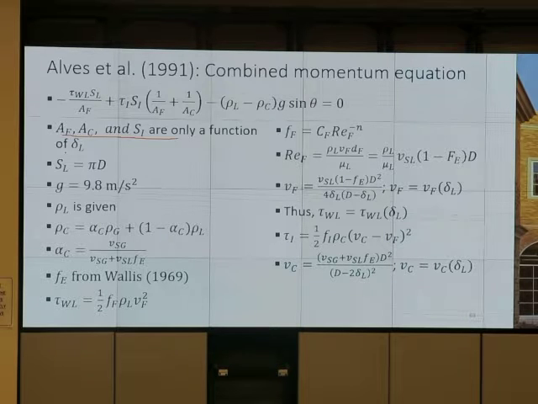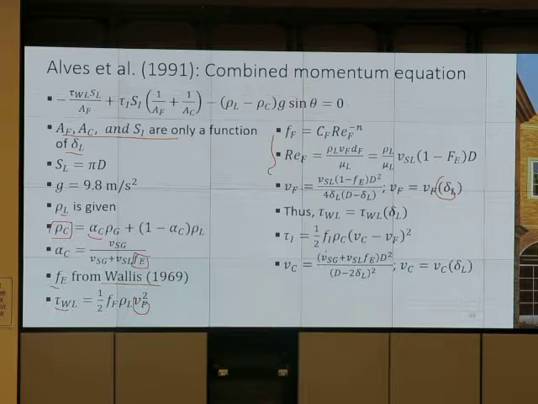Area is a function of thickness, or delta L. S L, we know it, rho L is given. Rho C is a function of alpha, but alpha is a function of Fe. Right? Fe comes from Wallace. This is the Alves model, Alves et al. Tau WL is a function of film velocity. Film velocity is a function of thickness. Everything eventually is a function of thickness.